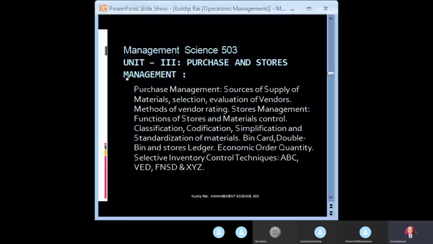A hospital cannot cure its patients if it doesn't have medicines, surgical dressings, injection needles. So materials are necessary whether you are making a product or a service. Where do these materials come from? These materials have to be purchased from elsewhere.